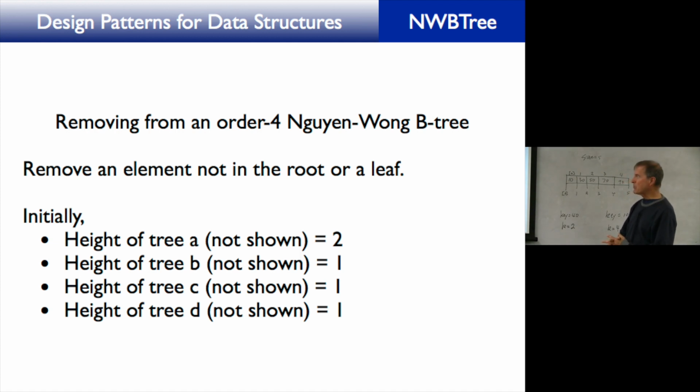So this is going to be removing from an order 4 Nguyen-Wong B-Tree. Now what we are going to do is remove an element that is not in the root or a leaf. So now we're going to pick up the one to delete on the way down. Okay?